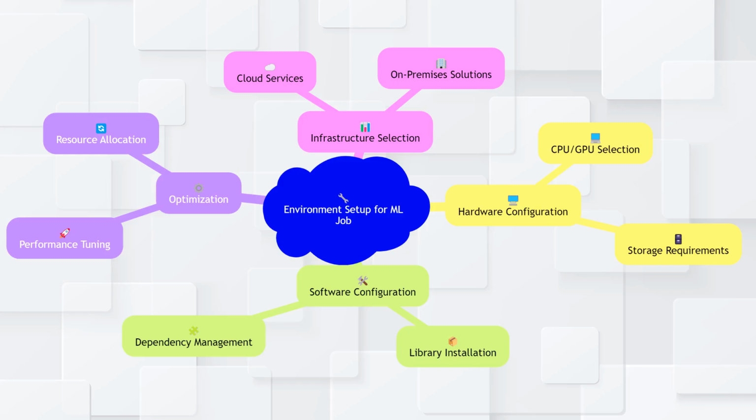Setting up an environment for a job run is a critical step in the machine learning lifecycle. It ensures that the model runs efficiently and effectively in a production setting. This process involves configuring hardware, software, and other resources to meet the specific needs of the job. In this presentation, we will delve into the various aspects of environment configuration, including selecting the right infrastructure, installing necessary libraries, and optimizing settings for performance.